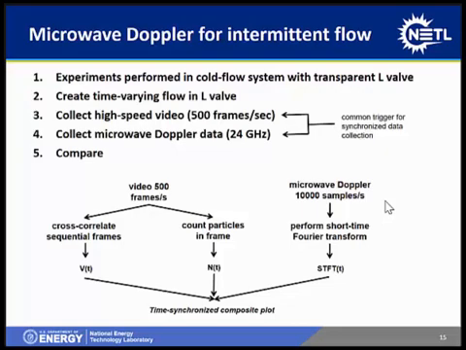The video, we did two things with it. By the way, that was at 500 frames per second. We did the cross-correlation to extract the velocity vectors, and we counted the number of particles in the frame using an image analysis utility, and we also plotted that. From the microwave Doppler, which is sampled at 10,000 samples per second, we performed the short-time Fourier transform. That resulted in that short-time Fourier transform I showed you, and then we plot that. And all of that goes together into a time-synchronized composite plot.